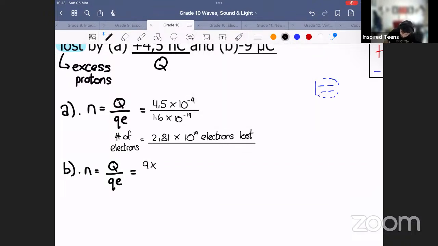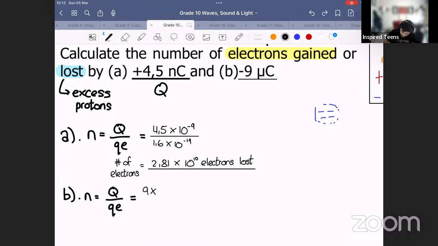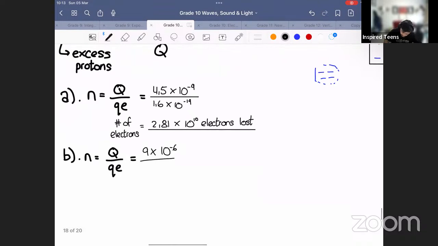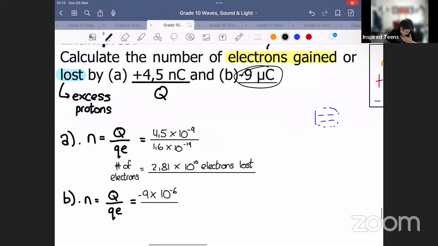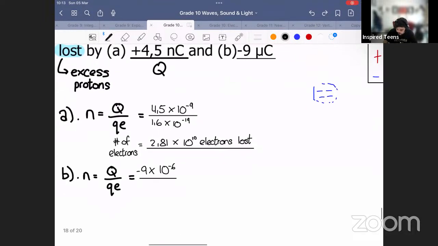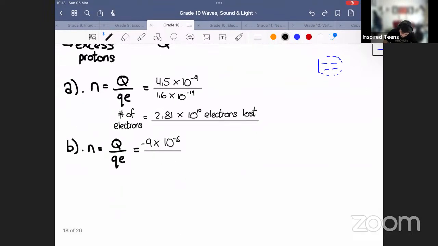which is then equal to 9. I think that's microcoulombs, so 10 to the -6. Divided by, but it's a negative, sorry. So I use negative 9 times 10 to the -6. And when my charge is negative, I use the negative 1,6 times 10 to the -19.